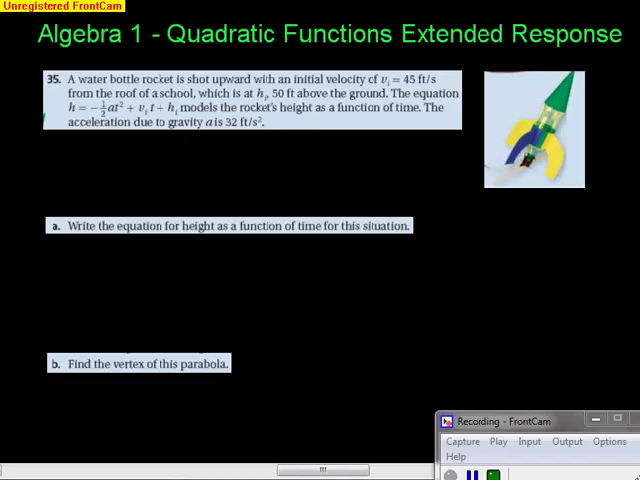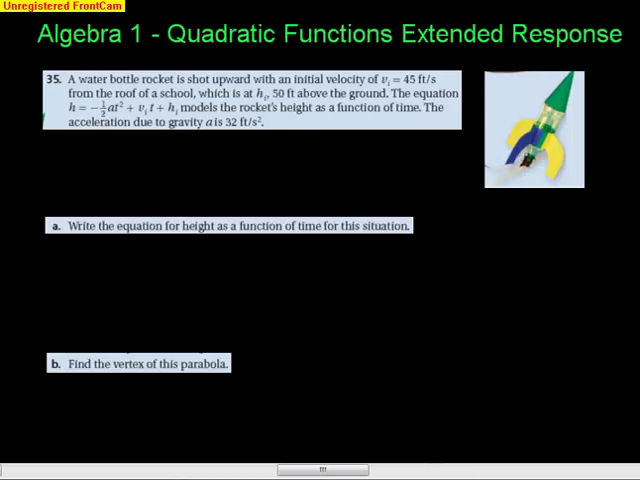So it says a water bottle rocket is shot upward with an initial velocity of 45 feet per second from the roof of a school, which has a height of 50 feet above the ground. The equation h equals negative 1/2 at squared plus vt plus h models the rocket's height as a function of time. The acceleration due to gravity is 32 feet per second squared. A. Write the equation for height as a function of time in this situation.